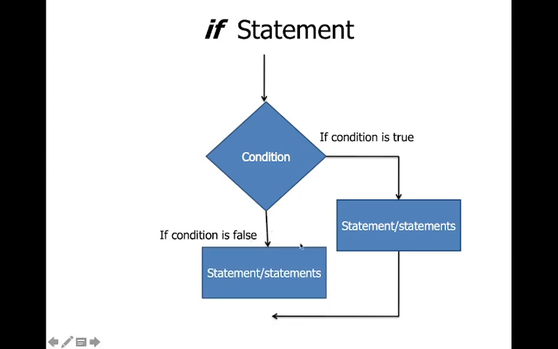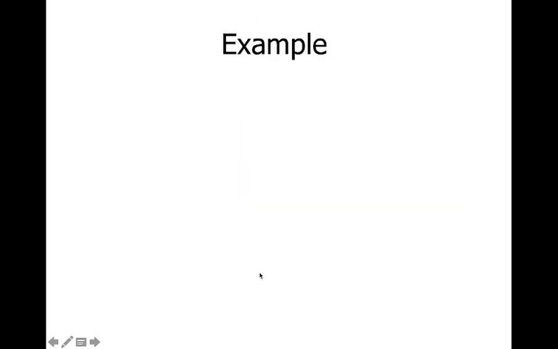So we can have two sets of statements. If the condition is true, we can execute these statements. If the condition is false, we can execute these statements, and after that it can continue its operation. So this is known as the if-else statement. If the condition is true, we will execute this statement. If it is false, then the else part will be executed.